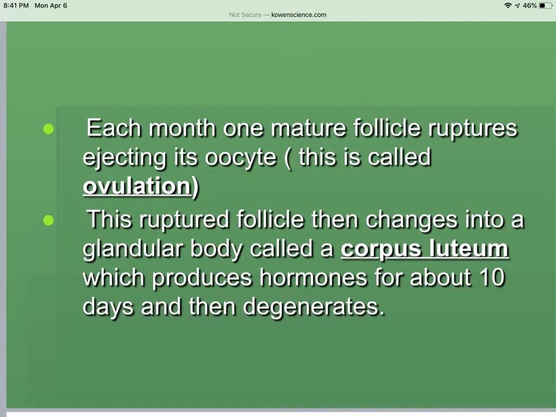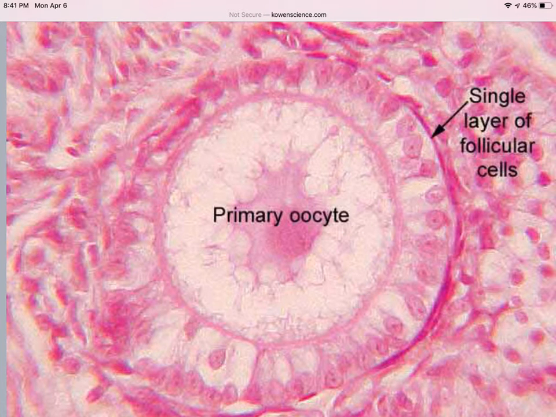Now when this ruptured follicle has released that oocyte, it's going to change into a glandular body called the corpus luteum. The corpus luteum will produce hormones for about 10 days, and then it will degenerate or break down. Now here we have an actual microscope slide of a primary follicle, and we can see that we have that primary oocyte here.